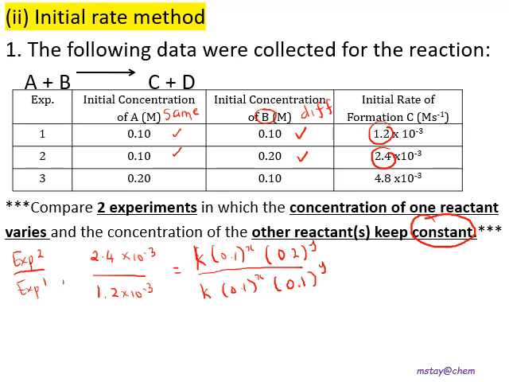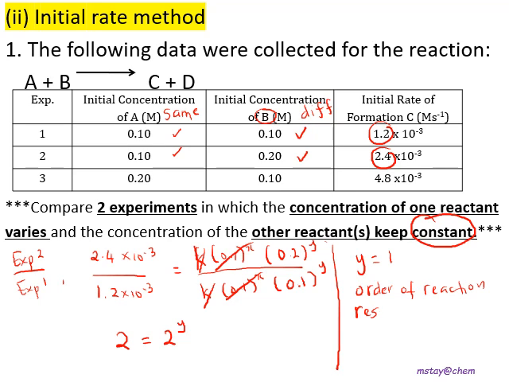So 2.4 divided by 1.2 will equal to 2. K and K, the rate constant, can be cancelled out. 0.1 to the power of X also can be cancelled out. So in this case, it will be 2 to the power of Y. Then from here, we know that Y is equal to 1. So the order of reaction with respect to B is first order.